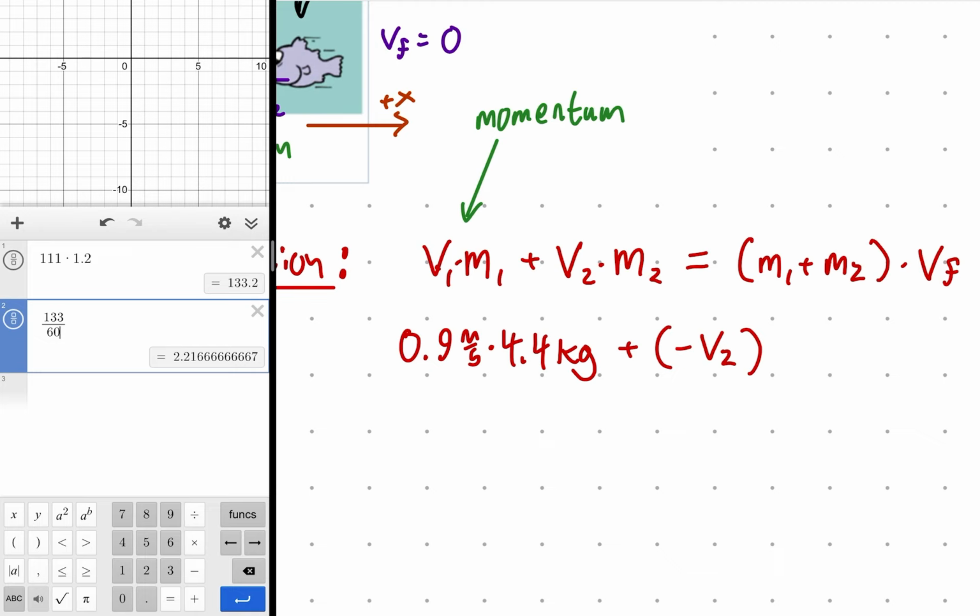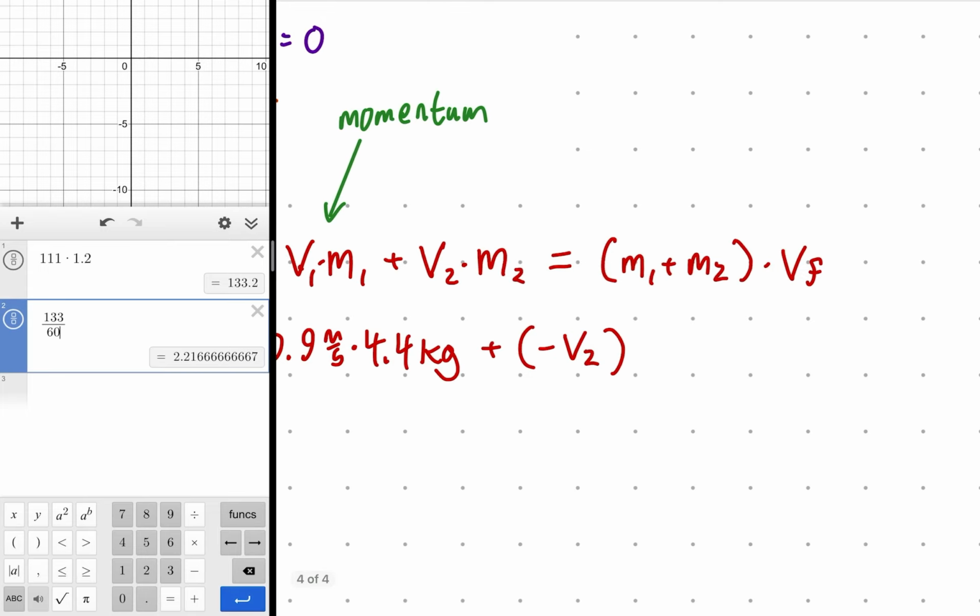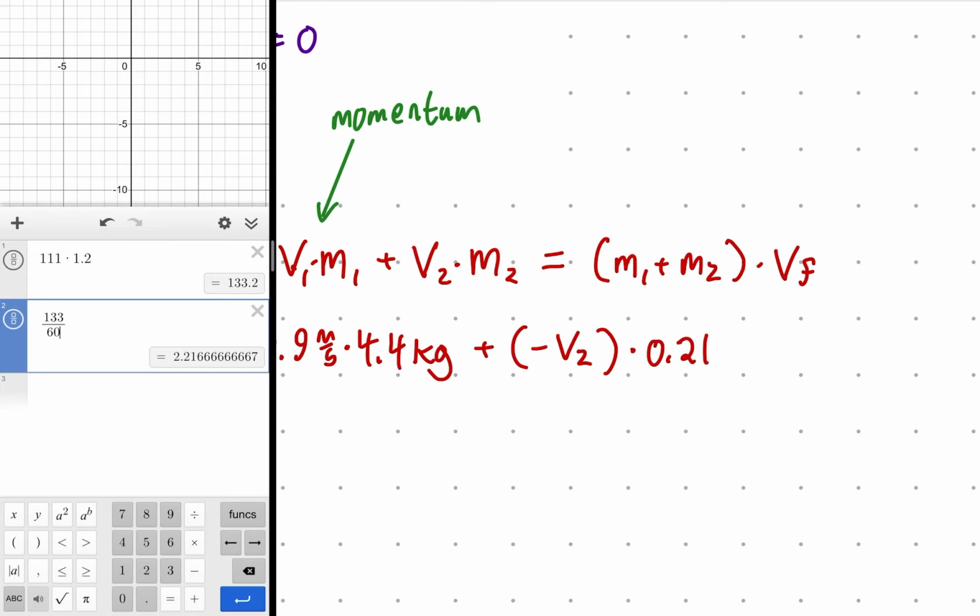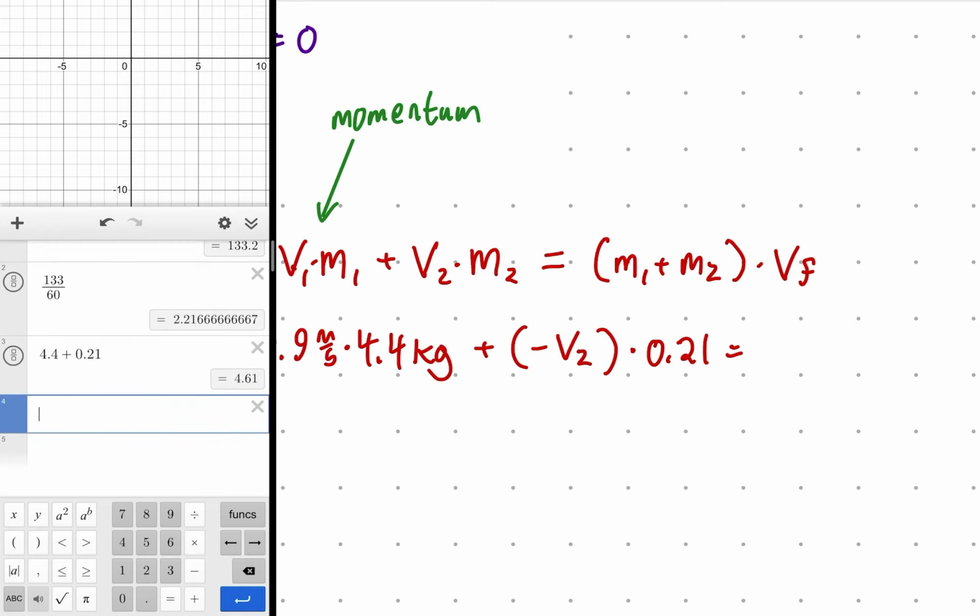That way, when I solve for it, I'm going to be solving for the value, just this numerical value, having already taken into account its direction. And then here I'll put the 0.21. On the other side, I'm going to have the sum of masses, so 4.4 plus 0.21. And let's see what that is. That's going to be 4.61. Okay, so that's m1 plus m2. And then our known final velocity, which is a 0, which actually means I could have skipped the whole step of finding m1 plus m2, because anything multiplied by 0 is just 0.